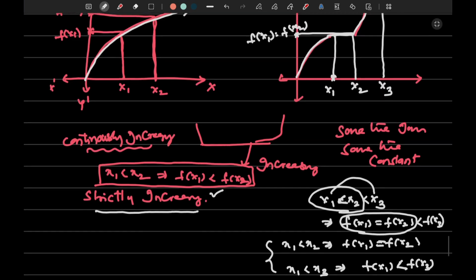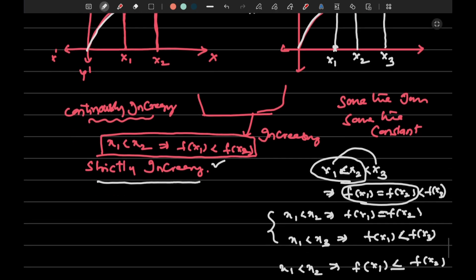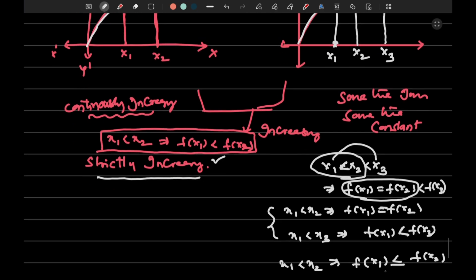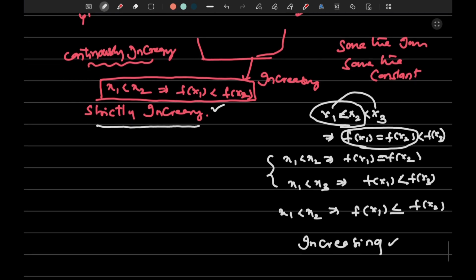Okay? So what is the condition for strictly increasing? x1 is less than x2, f of x1 less than f of x2. What is the condition for increasing? x1 is less than x2, f of x1 is less than or equal to f of x2. The only difference is less than or equal to. This is one condition.